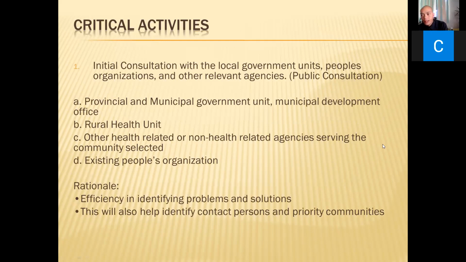Critical activities. I think there are 5 critical activities that we must do in the pre-entry phase. So we begin with initial consultation with local government units. We have to go through people's organizations and other relevant agencies. Not because you have a good intention of already helping a barangay or a community, you just go there and implement whatever activities you want. You cannot. You have to go through the LGUs, you have to go through permits. You have to go through the leaders of the barangay. Also, the school has to be the one to coordinate with them.